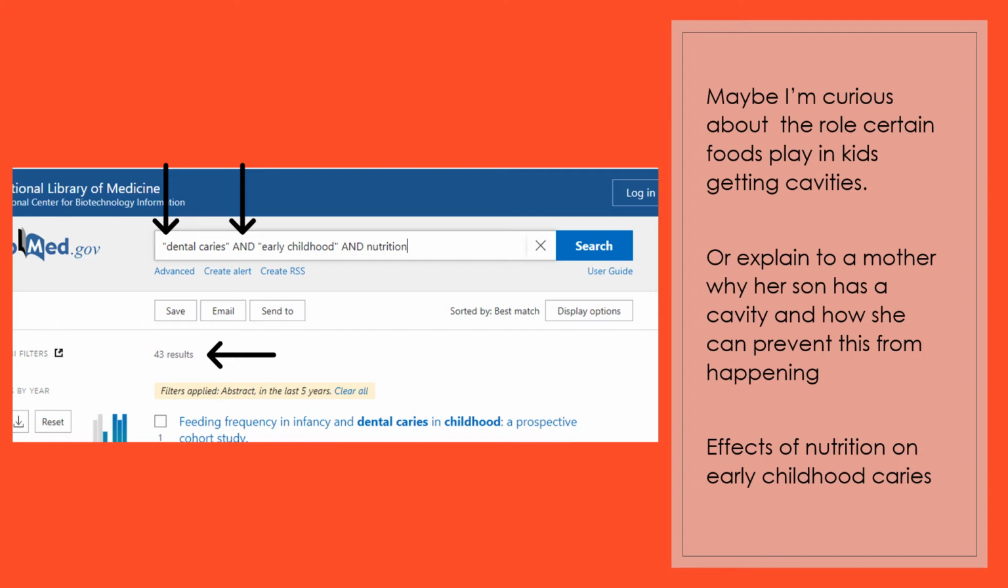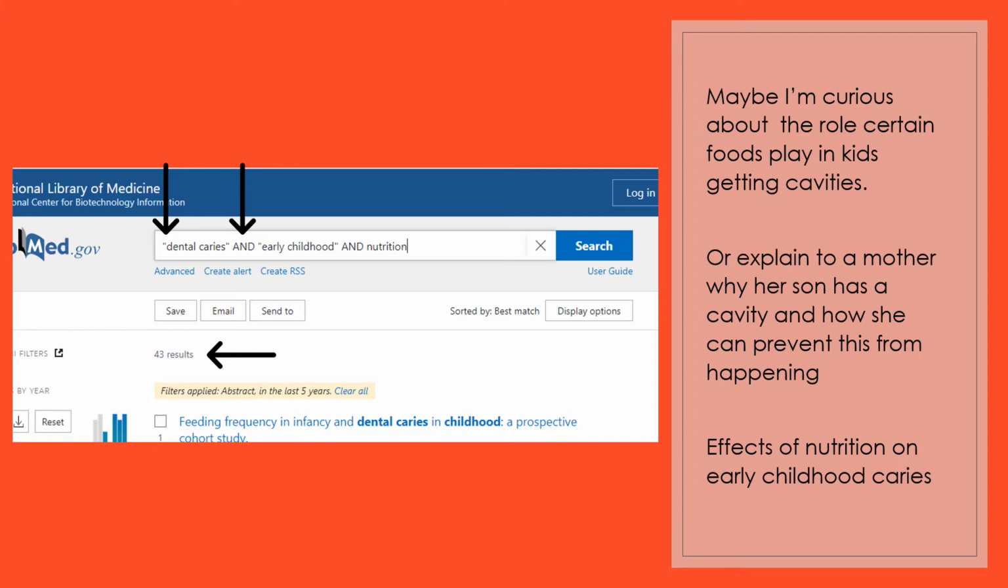Okay, and so each one of these different roles, maybe I'm just curious, or maybe a patient asked me a question, or maybe on a more professional standard I'm going to give a continuing education class on the effects of nutrition. And so each one of these will determine the type of articles I'm looking for and the types of words I'm going to use. So let's just go with the bottom one. We're looking for the effects of nutrition on early childhood caries.